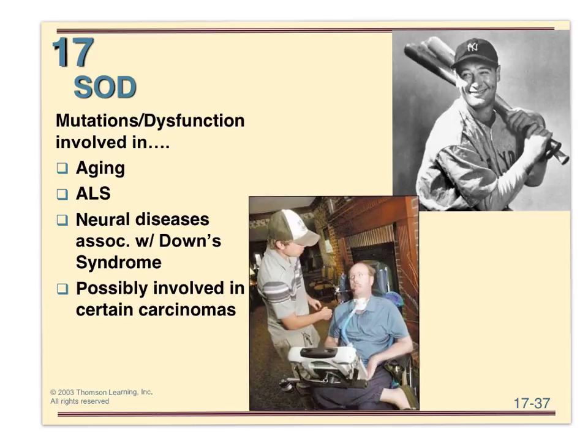One of my best friends in high school, her mother also died from ALS, but it's still fairly rare. Then we have various neural diseases. Some of them are associated with Down syndrome and things like that can be attributed to SOD diseases. And then certain cancers now are believed to be as well. This should make sense, because if you have reactive oxygen species, it increases the likelihood of carcinogenesis occurring.